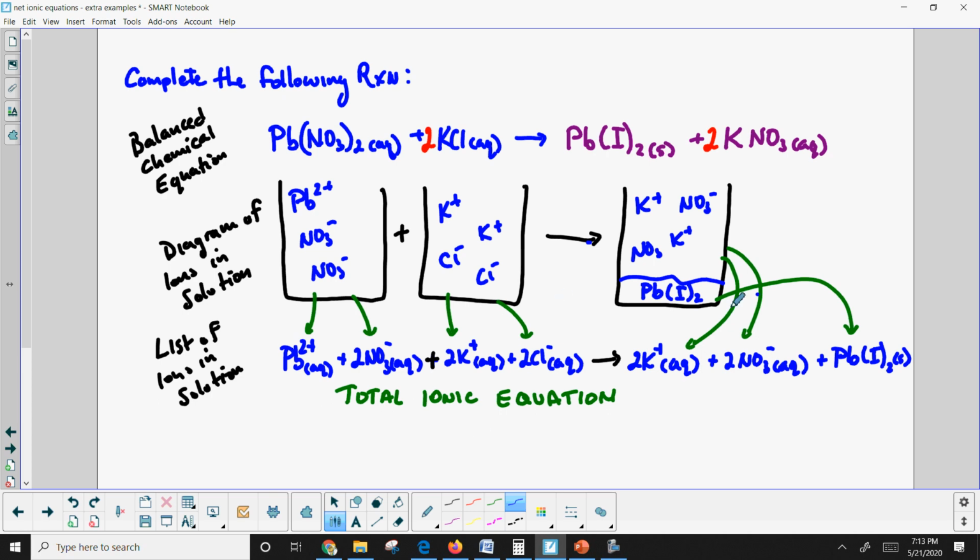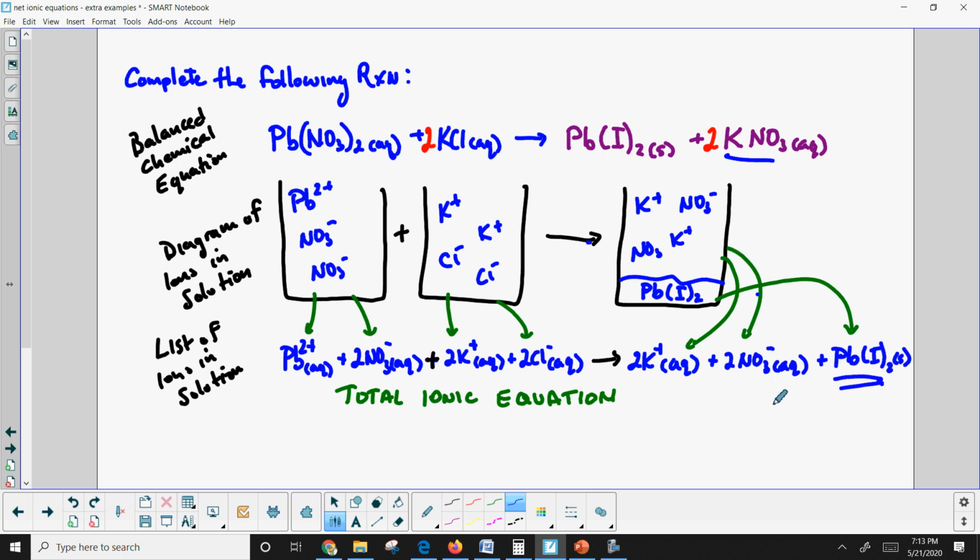What happens afterwards? Remember, I'm going to still have 2 potassium, 2 nitrate ions. They're floating around. They're still aqueous. They're in solution. However, the lead chloride is solid. So I put down S. I do not separate it. Do keep it together. Remember, this is a solid compound. We only write down the ions as aqueous and separated like this. So this is called the total ionic equation.